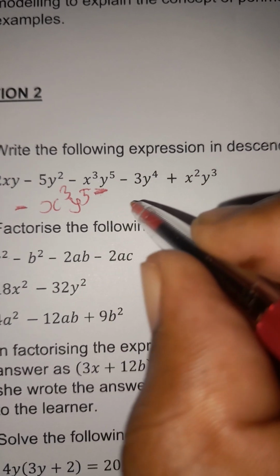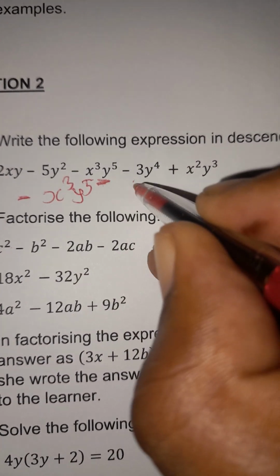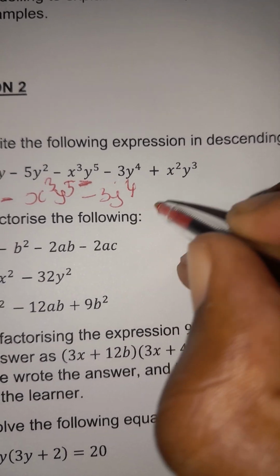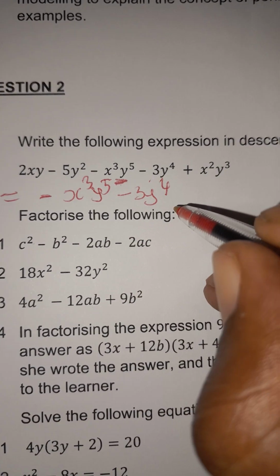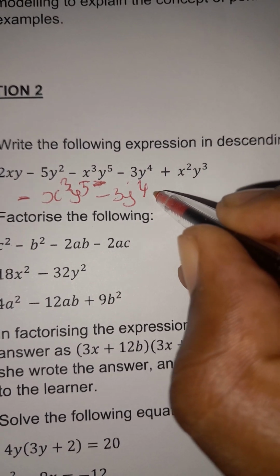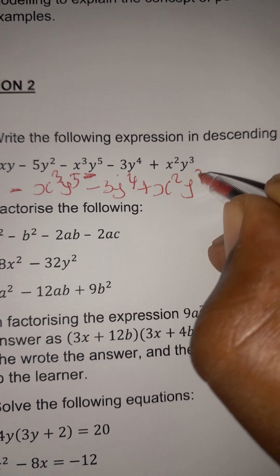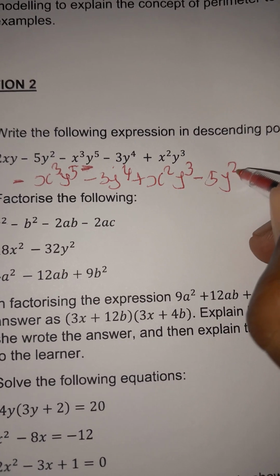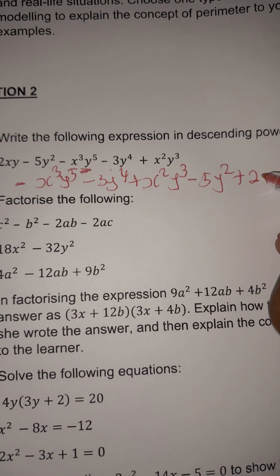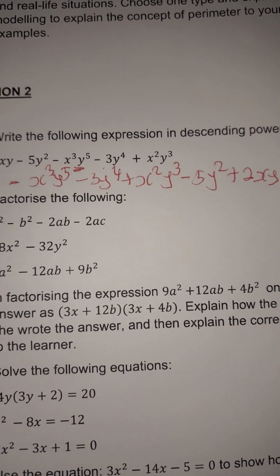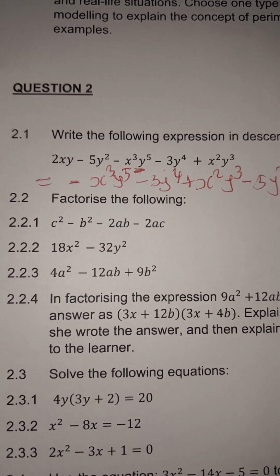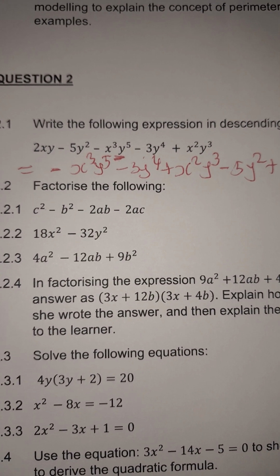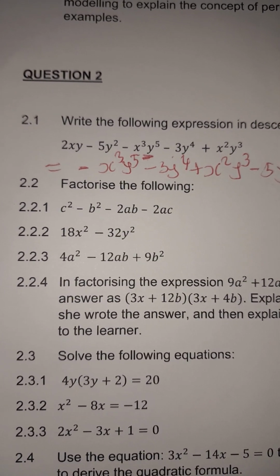Then the one that follows, with the highest exponent, that's definitely negative 3y to the power of 4. After negative 3y to the power of 4 will be what? Let's see. It will be x squared y to the power of 3. Then after that, that will be negative 5y squared. Then lastly, with the lowest exponent, that will be plus 2xy. So that's how, guys, you can work with 2.1.